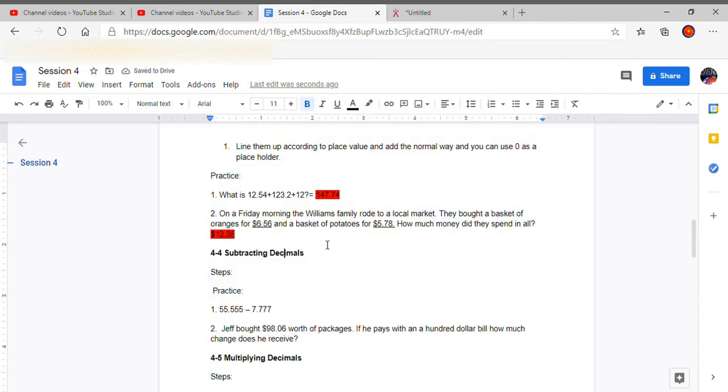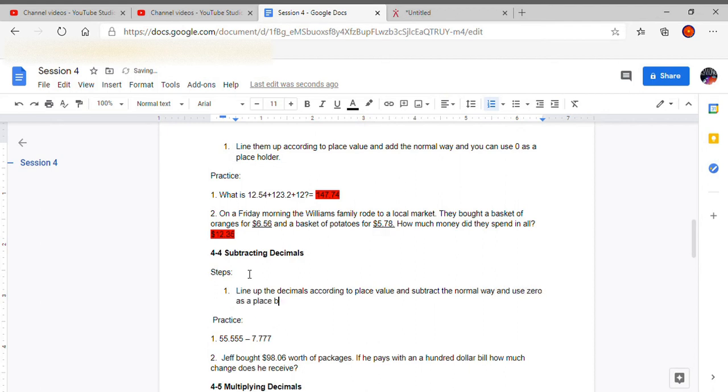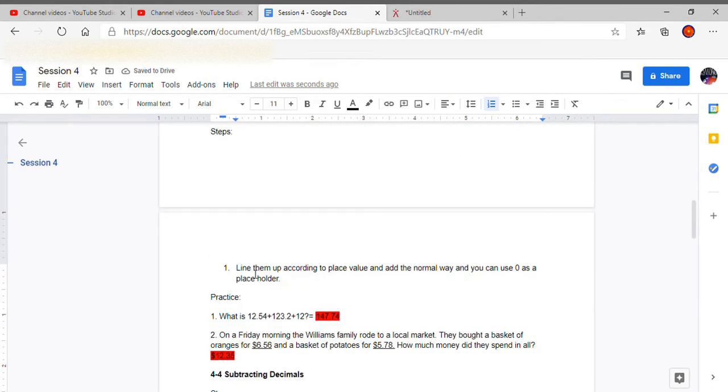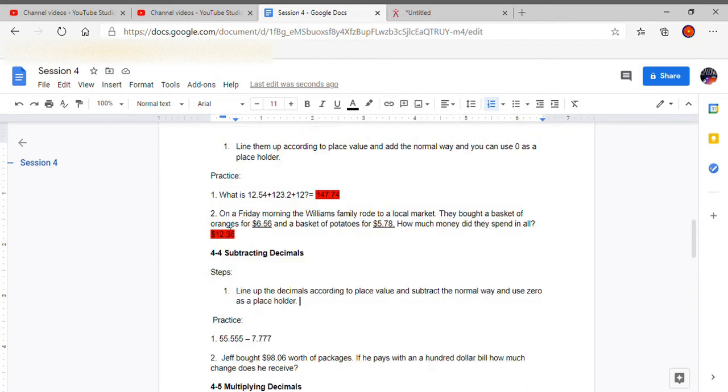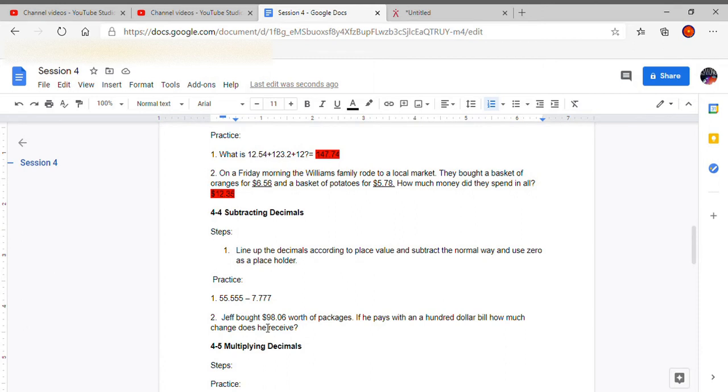Subtracting decimals. Very similar steps. Line up the decimals according to place value and subtract the normal way. And use 0 as a placeholder, like we did for addition. Right over here. So, same steps. So, some practice.